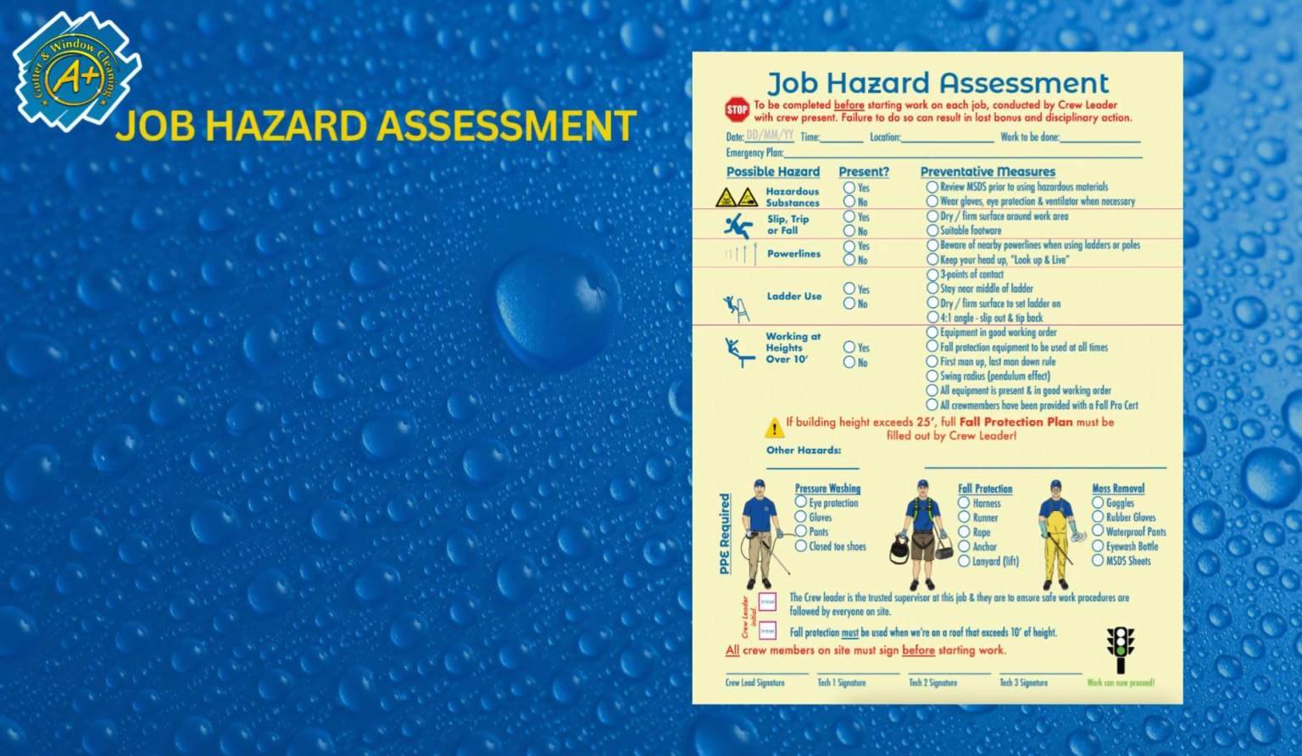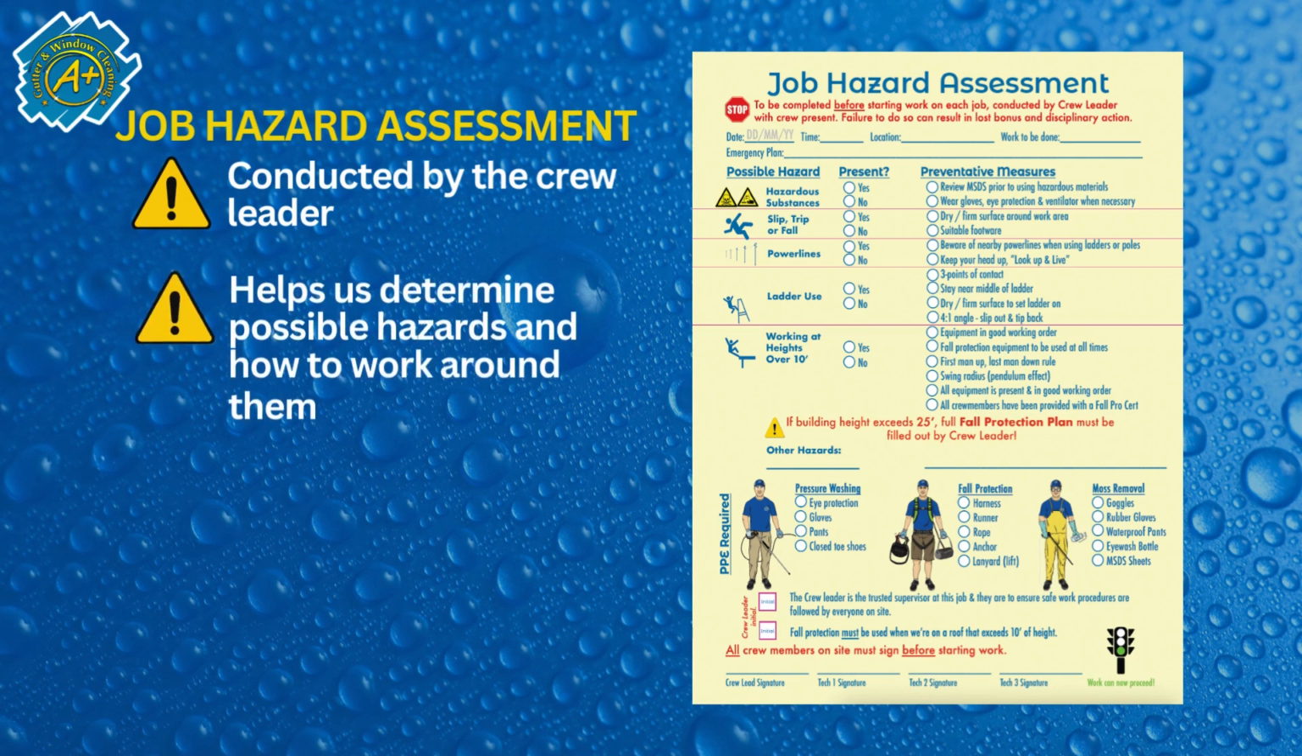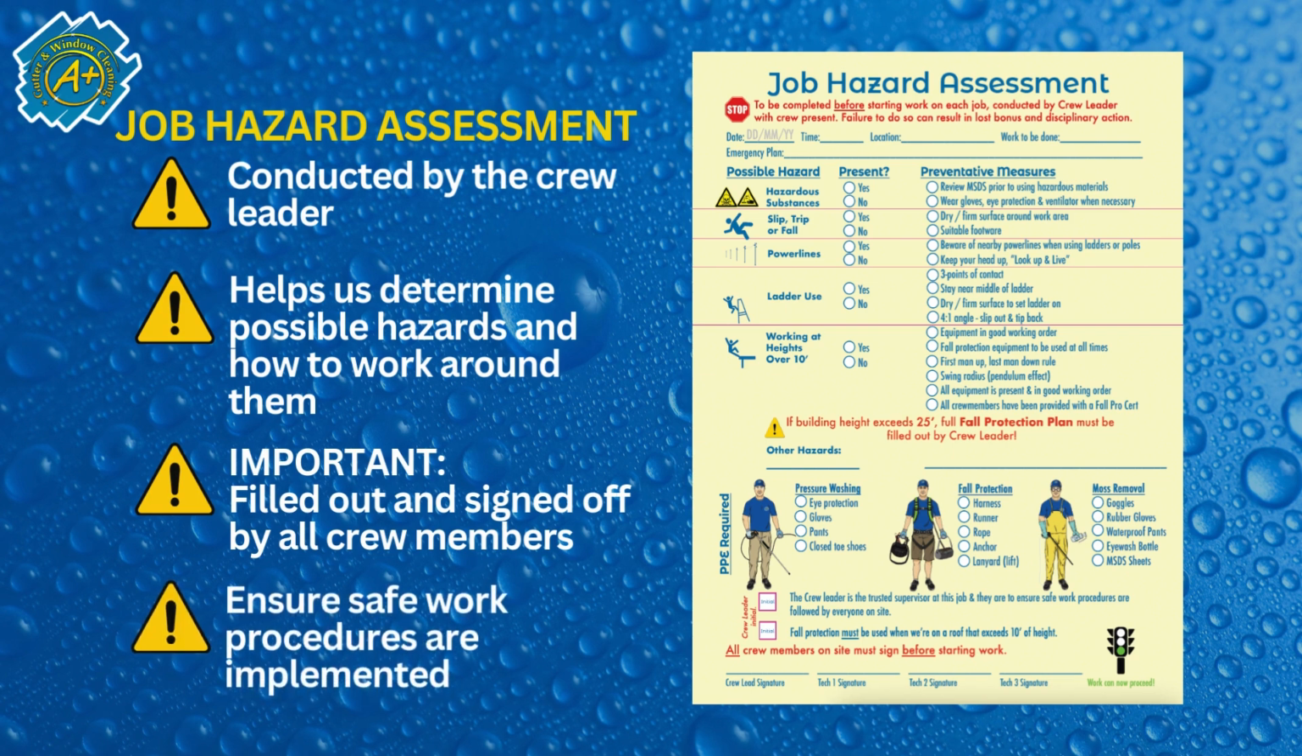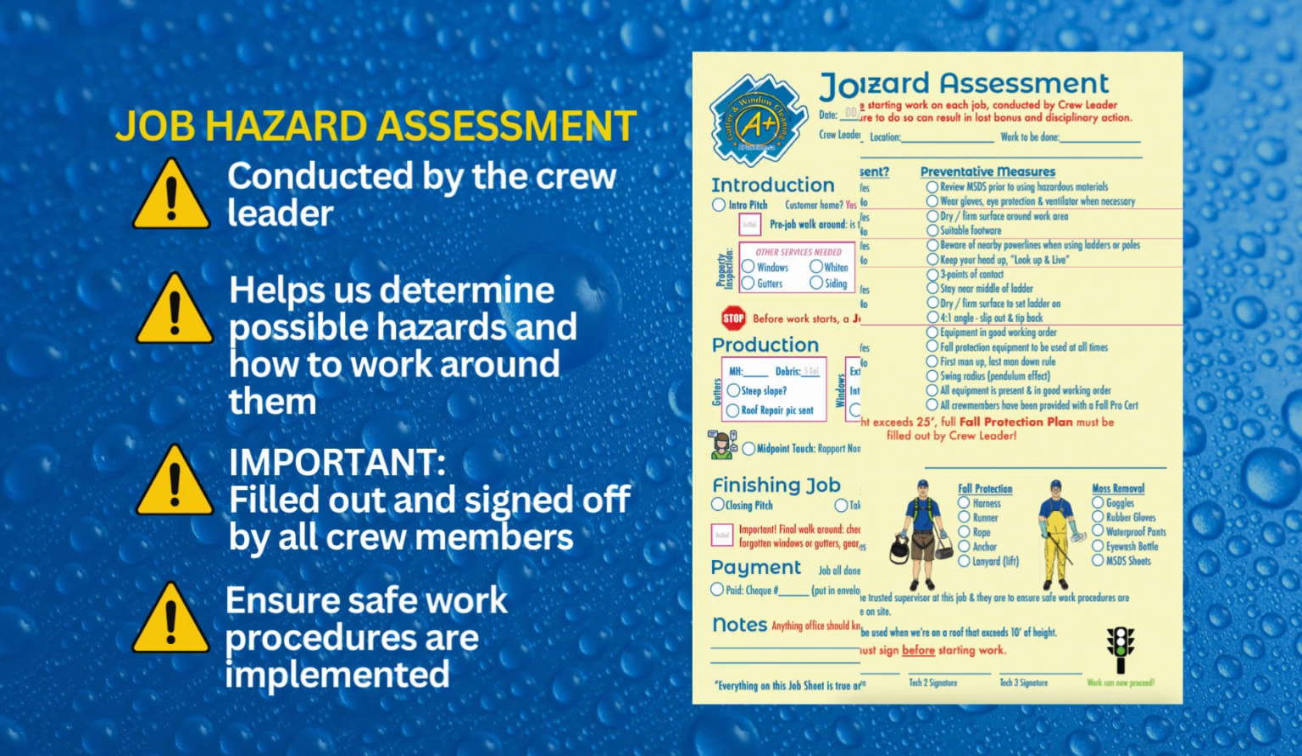After the pre-job walk-around, the crew leader will be doing the job hazard assessment, which you can find at the back of the job sheet. The JHA allows us to anticipate any possible hazards that we need to be aware and be careful of, thereby allowing us to work safer. It is important for the JHA to be filled out and signed off by all crew members before starting the work. As the crew leader, you have to ensure that safe work procedures are followed by the crew on site.